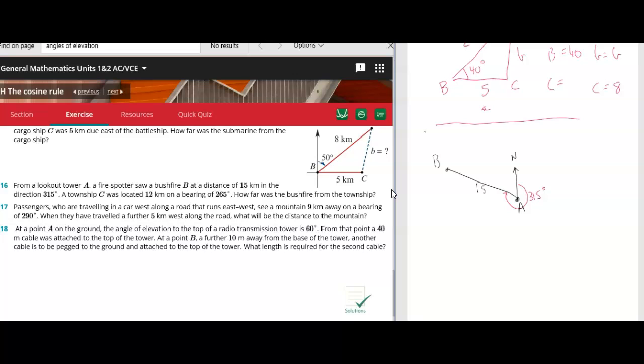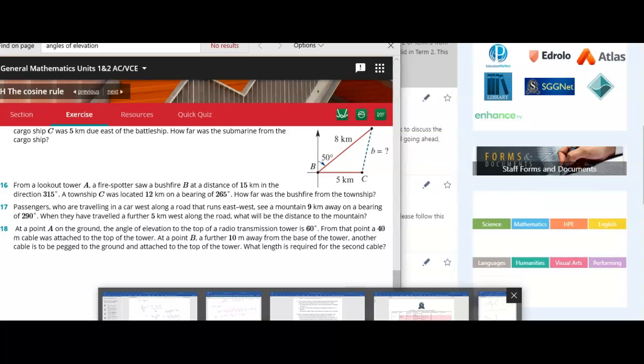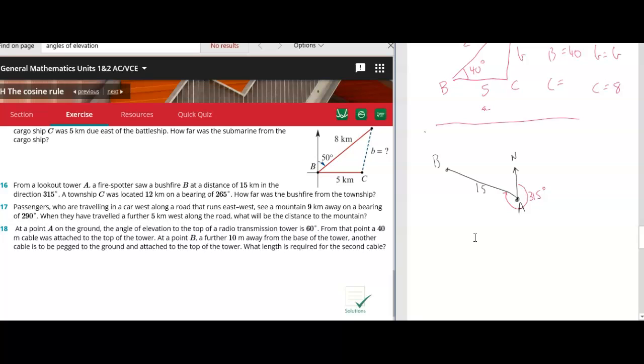A township C was located 12 kilometres on a bearing of 265. Now, it doesn't say where from, but I'm just going to quickly look at the solutions, because I don't want to draw the wrong one. Give me a sec. Sorry, had a bit of school box happening. Yeah, so it is from A. So it's on a bearing of 265, which is just before it hits west. So it's going to go down here.